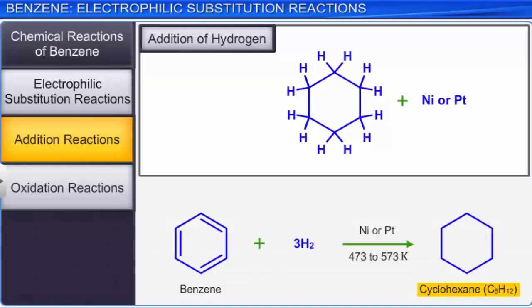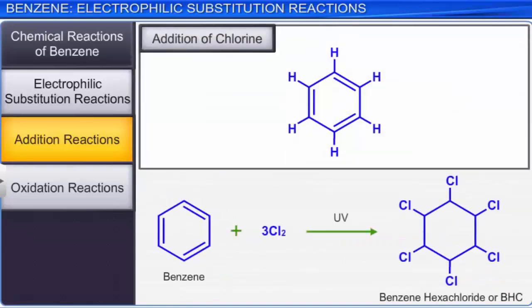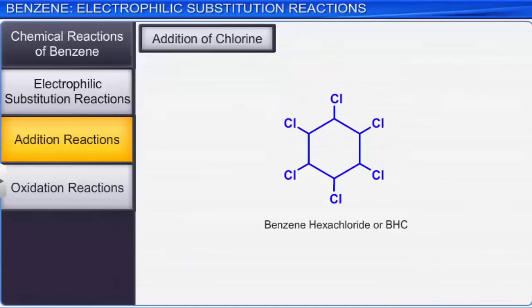Benzene reacts with chlorine or bromine in the presence of ultraviolet light to form benzene hexachloride or BHC. BHC is used as an insecticide and sold under the names of gammexane, lindane or 666.